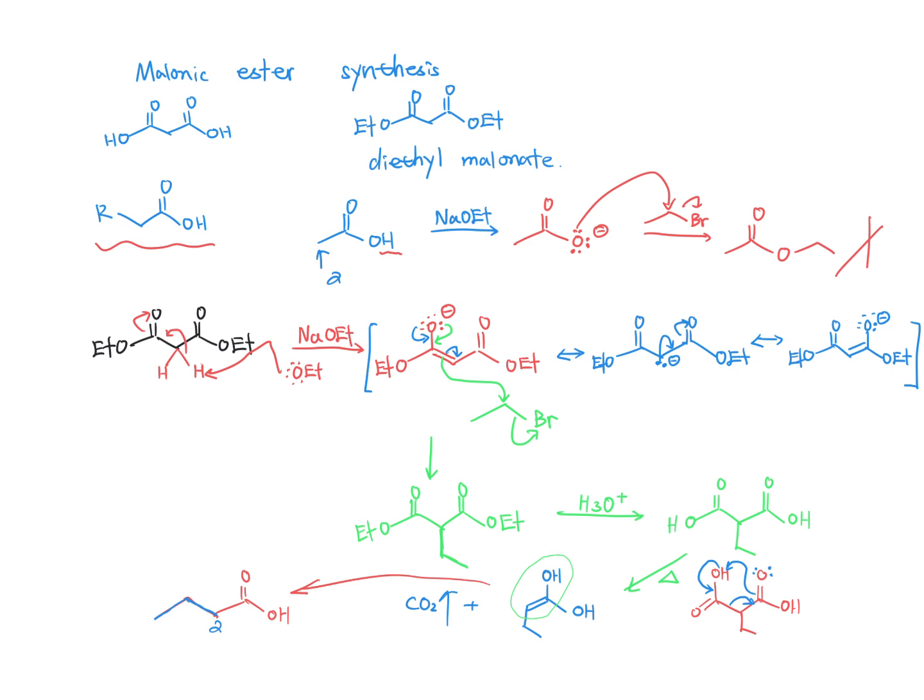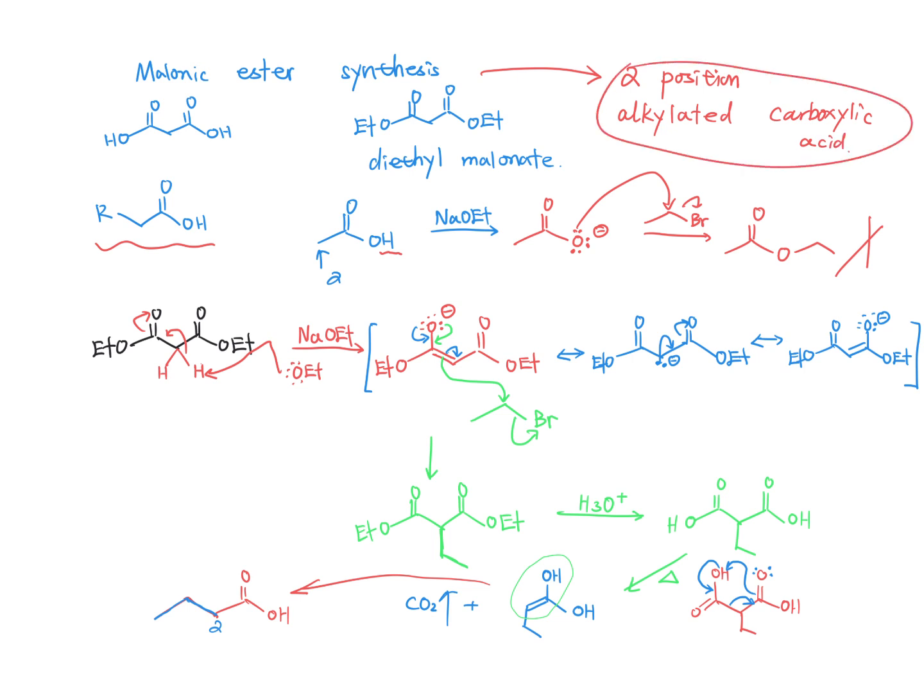So that is how we can achieve an alpha position alkylated carboxylic acid. This is a very similar idea to the acetoacetic ester synthesis. The difference here is, as a result of this reaction, at the alpha position of a carboxylic acid, we can alkylate that position. So an alpha position alkylated carboxylic acid is the result of this reaction. Now let's look at another example.